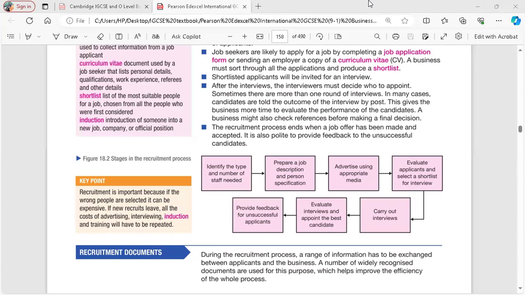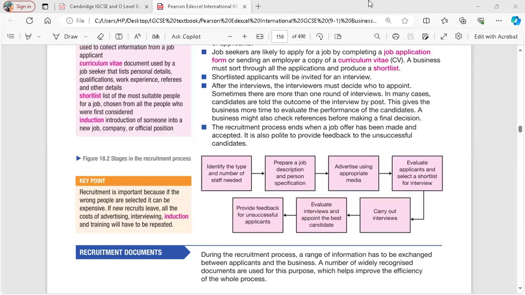People now know about your company looking for employees, so a lot of potential employees will send in their applications. So it is for the business, for the human resources department, to evaluate the applicants. When they evaluate the application forms, they will invite them for interview. That is the next stage, the fourth stage. The fifth stage is to carry out the interview.